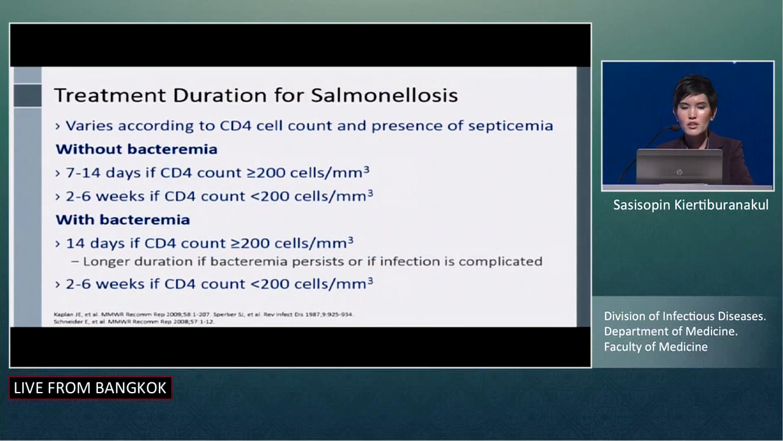For the treatment duration for salmonellosis, it depends on CD4 cell count and whether the patient has bacteremia or not. So this is a guideline or suggestion from MMWR. If the patient has no bacteremia and CD4 more than 200, you may treat 7 to 14 days. But if the patient has very low CD4 cell count, you may treat longer, maybe up to 6 weeks. And if the patient has bacteremia, at least 14 days if the CD4 is more than 200, and maybe up to 6 weeks if the patient has CD4 less than 200.